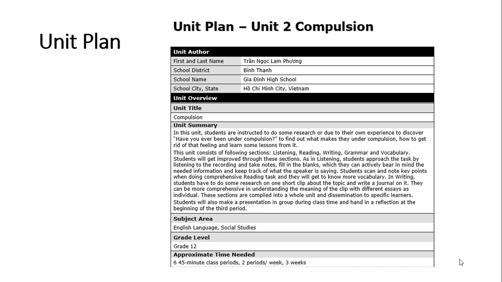These sections are compiled into a whole unit and disseminated to specific learners. Students will also make a presentation in a group during class time and hand in a reflection at the beginning of the third period. The subject area is English language, social study. Grade level is grade 12. The time needed is approximately 3 weeks, including 6 45-minute class periods, 2 periods per week.